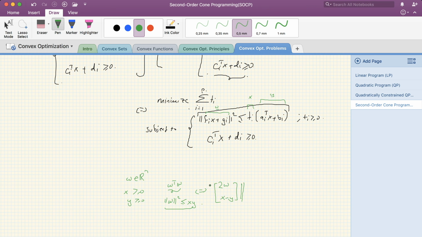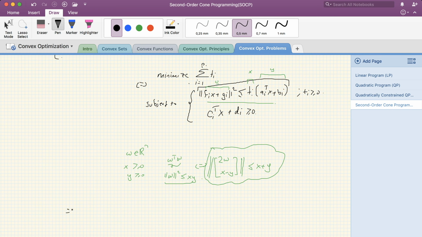The norm of that, actually this order doesn't matter. However you order your vector, the norm is unchanged. So the ordering doesn't matter. I could have put x minus y in the beginning. It's not going to change anything. So less than x plus y. We're going to use this instead of this. So copying the equivalent problem, we will have to minimize the same cost subject to the following.